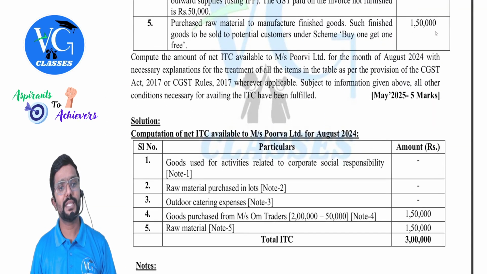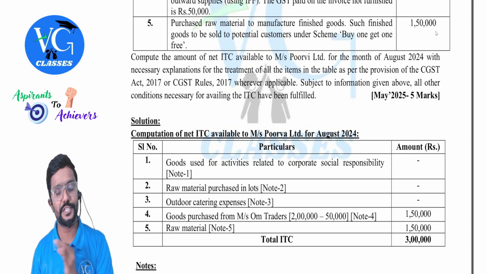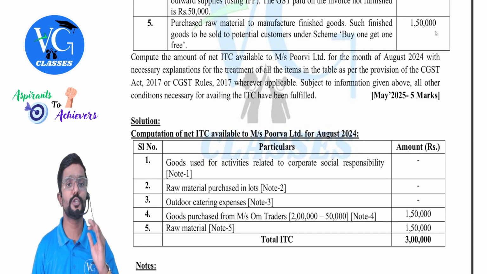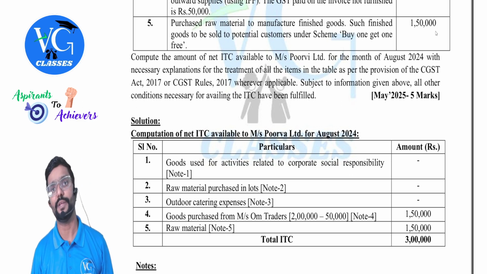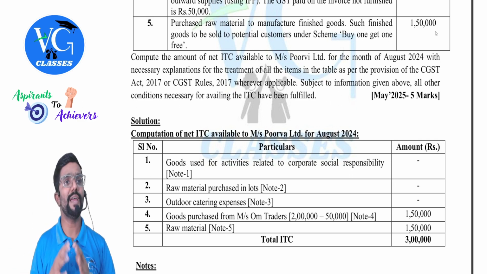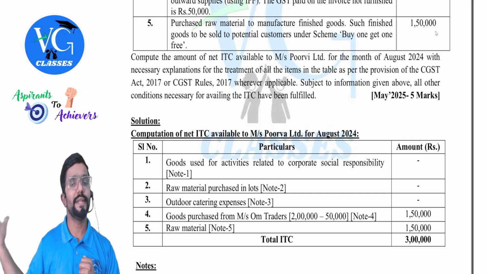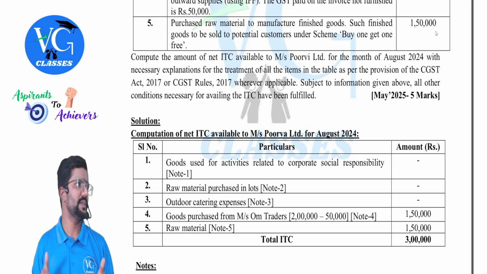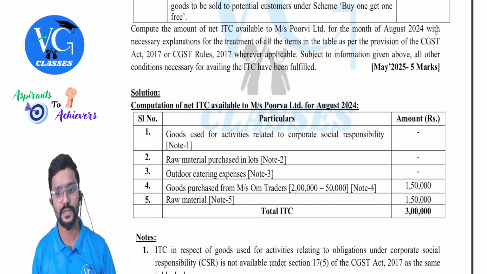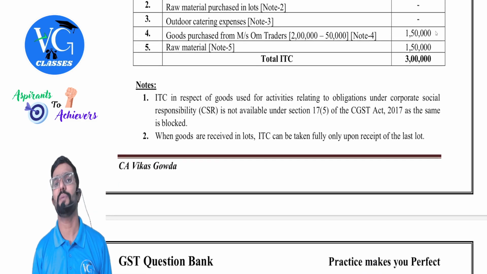Last one, purchased raw material to manufacture finished goods. Such finished goods to be sold to potential customers under the scheme buy one get one free. So output is sold as buy one get one. So on inward supply, is credit fully available? Yes, we read the circular for this. Clarification. Full credit is available, guys.